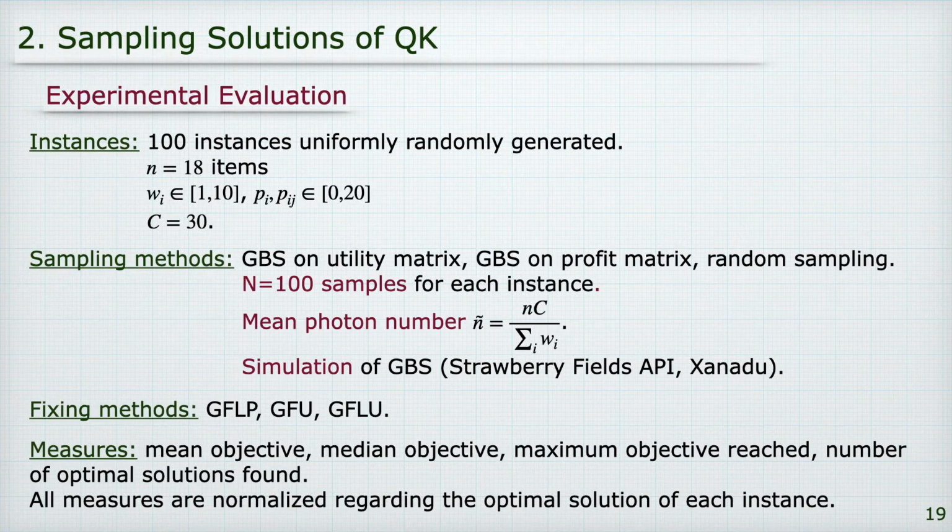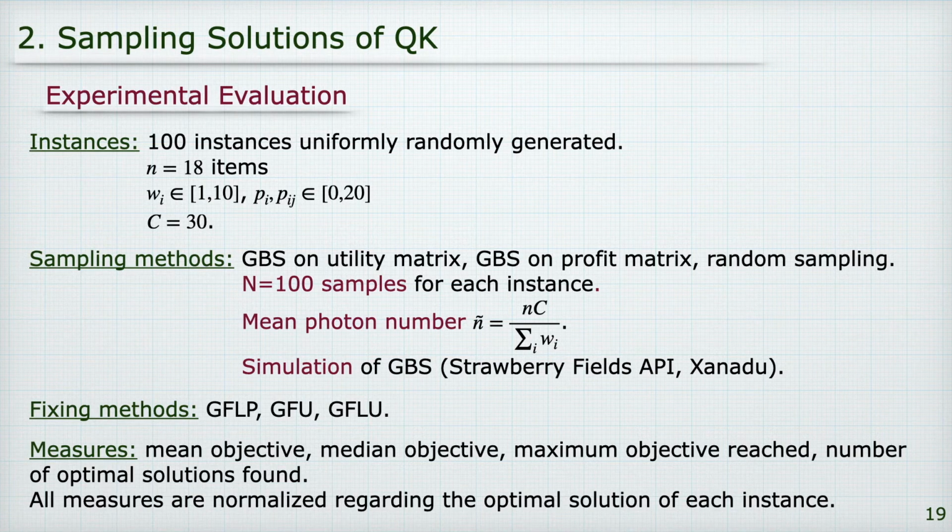So we have run a few experiments on 100 randomly generated instances. Each instance has n equal 18 items, and we have compared 3 different sampling methods. The first one is GBS on the utility matrix, the second is GBS on the profit matrix, and the last one is random sampling, in which each item has a 0.5 probability to be selected. For each instance, we generate 100 samples with each sampling method. We set the mean photon number parameter to the expected number of items that is needed to fill the knapsack, which is the capacity C divided by the average weight of an item.